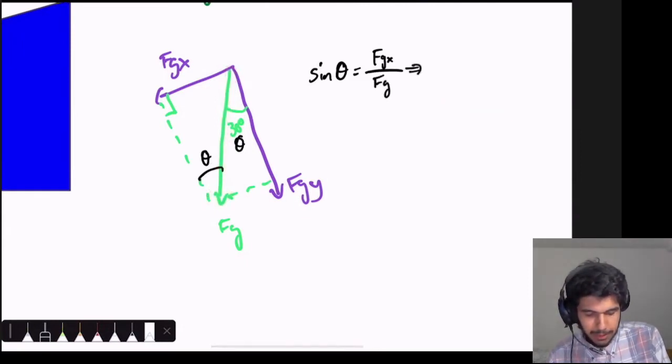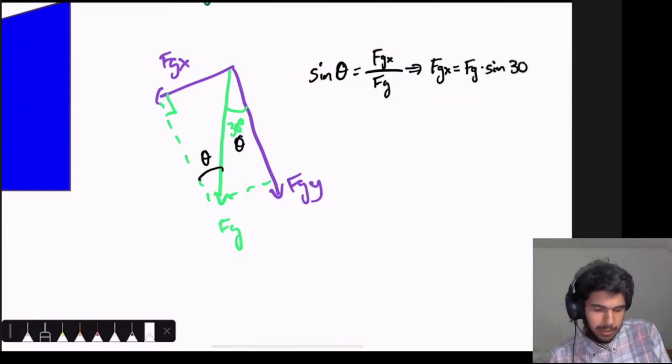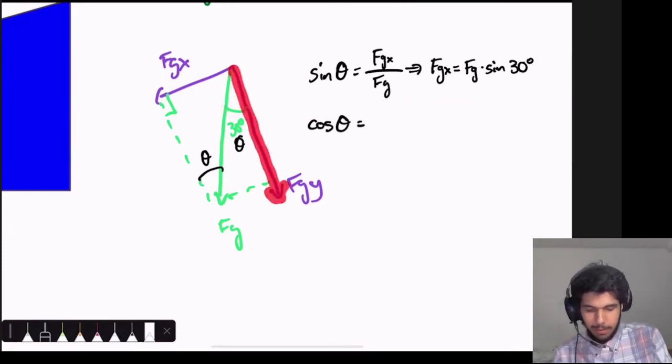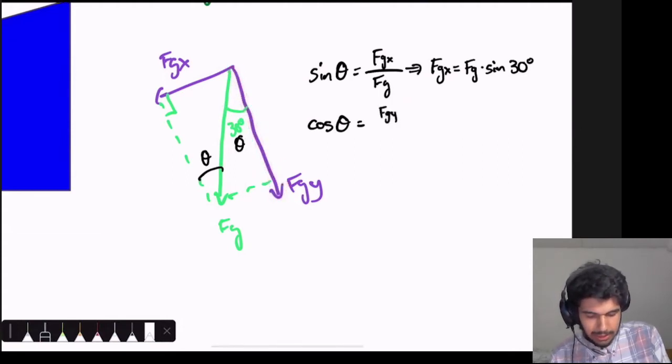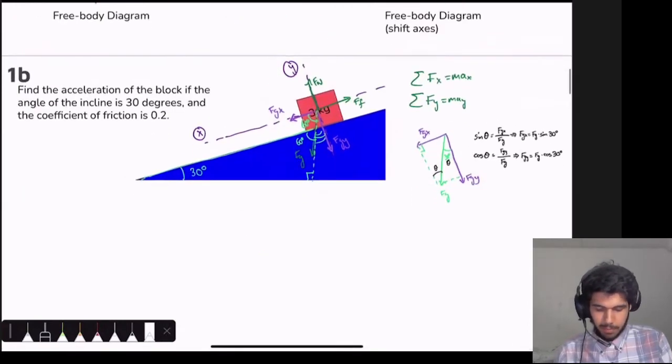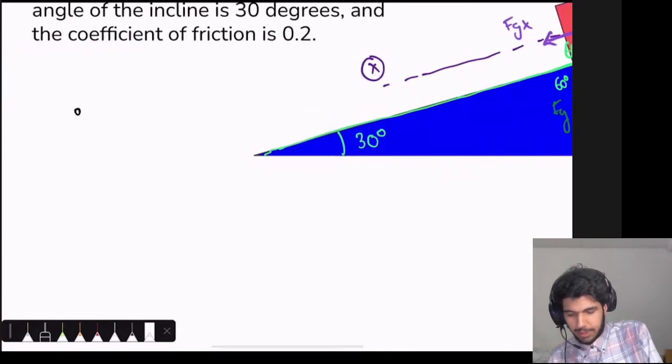So we can simplify that a little bit, and I'll just solve for FGX by multiplying by FG on both sides. We get FG times sine of theta, and I'll put in theta is 30 degrees now. Let's take the cosine. It's adjacent over hypotenuse. So this is our angle. The adjacent side to that is FGY, and the hypotenuse is still the same, it's still FG. So we can multiply again by FG on both sides. FGY equals FG times cosine of 30 degrees in this case. Cool. Now I'm going to draw a new free body diagram just to make things a little bit cleaner.